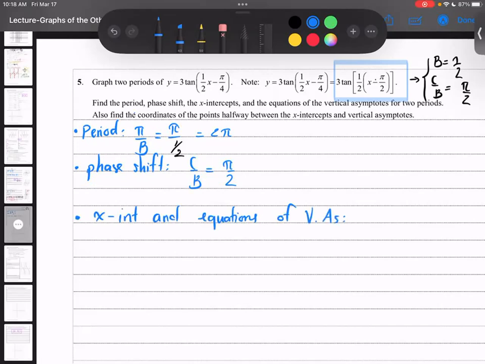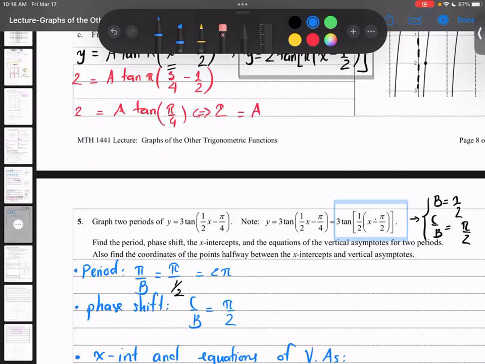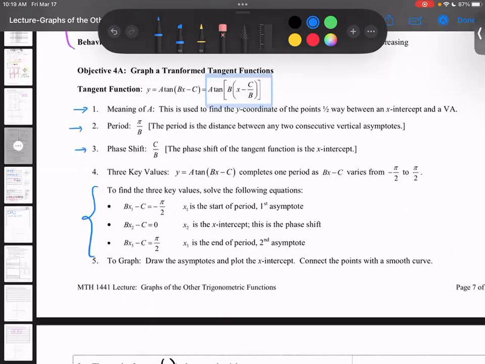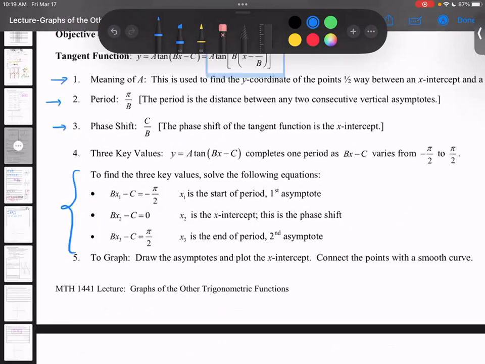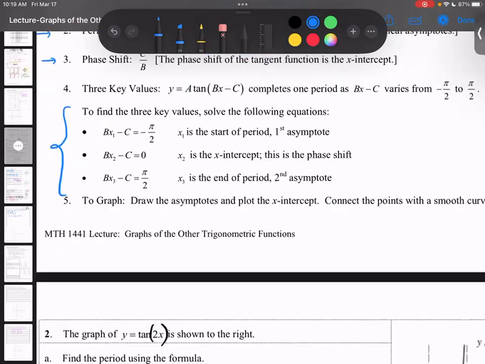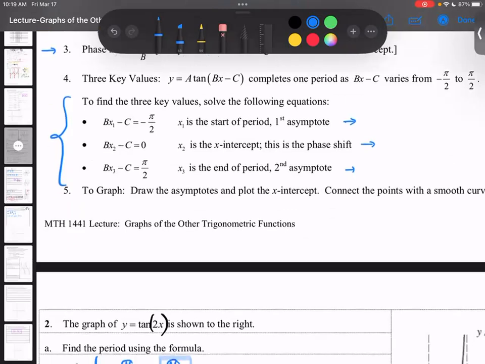You have to go back to the formula, right up here, the one I did in blue curly bracket. In order to find the x-intercept and the vertical asymptote, you need to find these 3 key values. The first one is your vertical asymptote number 1. The second one is your x-intercept. And the third one is the second vertical asymptote, vertical asymptote number 2.